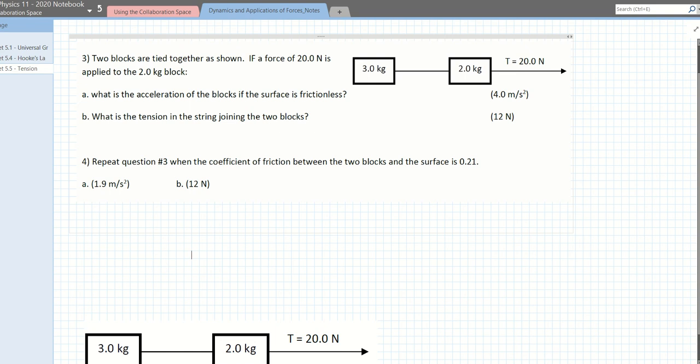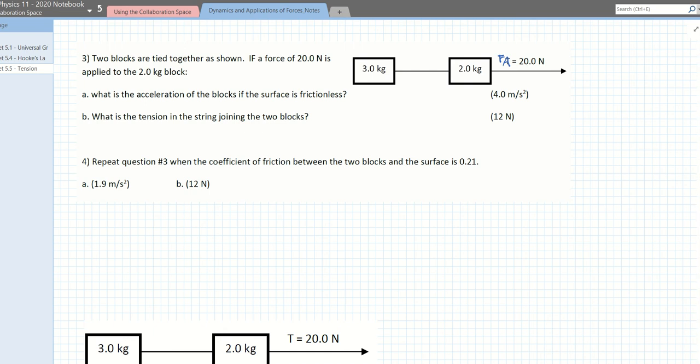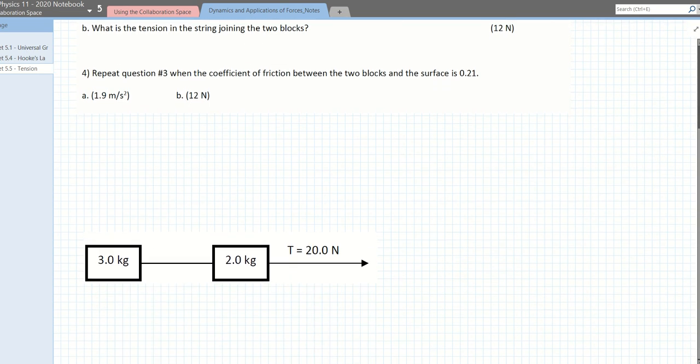So we have these two blocks tied together, and then there is the force applied of 20 newtons pulling them to the right. You can call this your FA here. So what's the acceleration, and then what's the tension? Now the approach is going to be first to find the acceleration of the system. So we need to include all the forces acting on this.